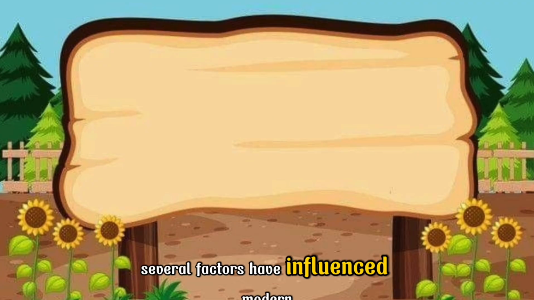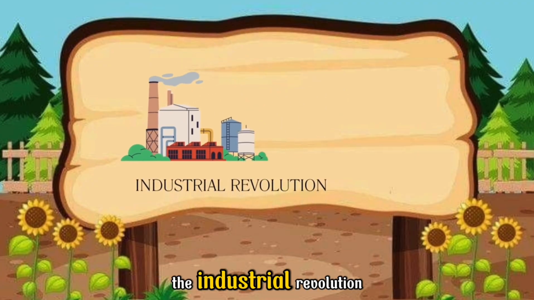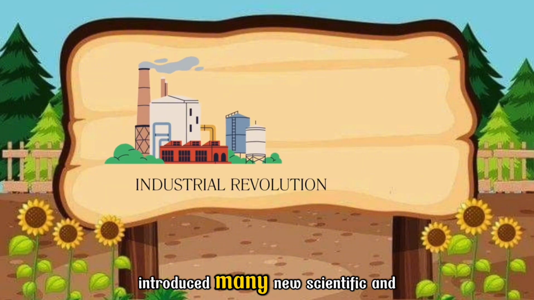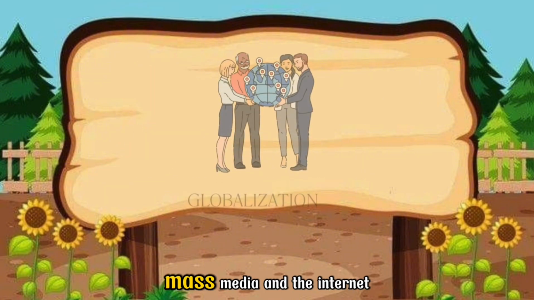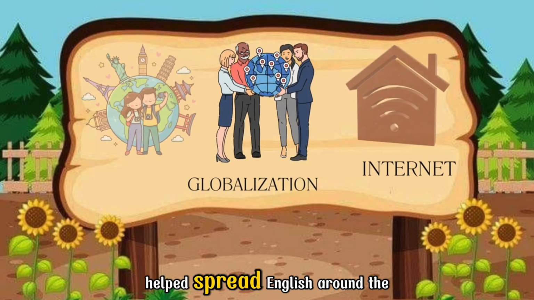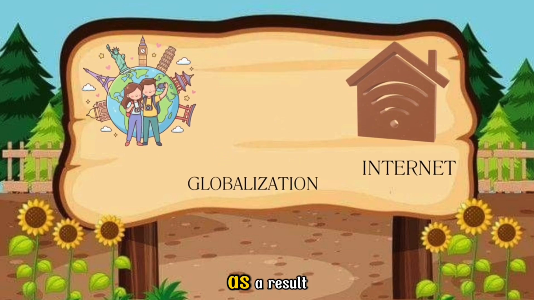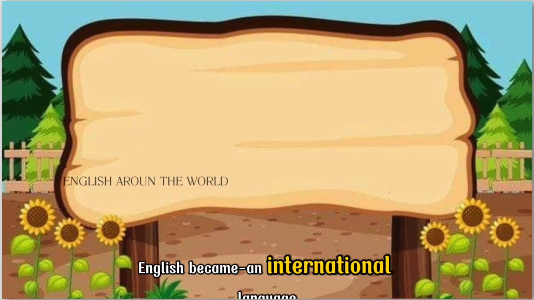Several factors have influenced modern English. The Industrial Revolution introduced many new scientific and technical terms. Later, globalization, mass media, and the Internet helped spread English around the world. As a result, English became an international language.